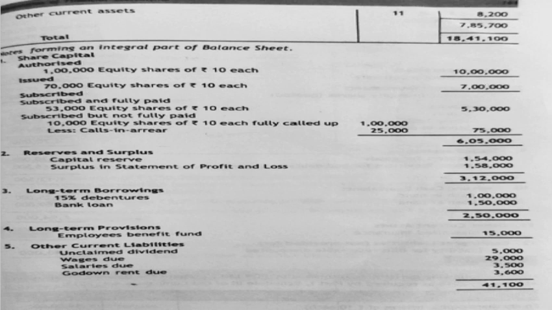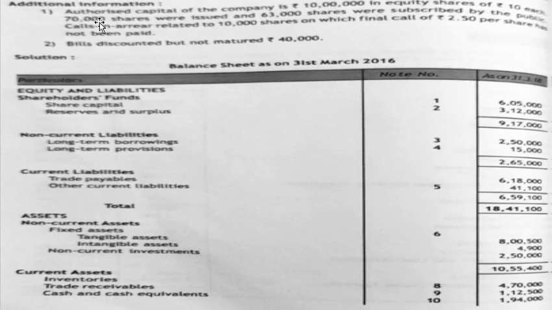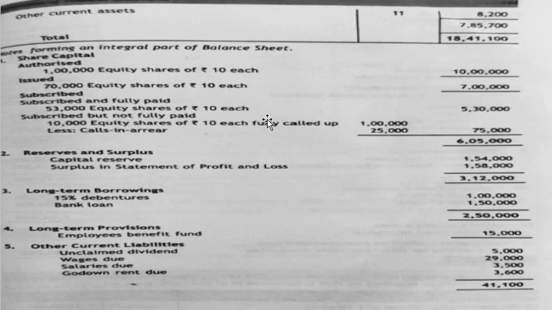Then issued, as stated in the adjustment, 70,000 shares are being issued and 63,000 shares are being subscribed. So issued is 70,000 shares of rupees 10 each, which will give you 7 lakhs. Subscribed is 63,000 shares. Out of the subscribed 63,000, 10,000 shares are calls in arrears. So actually subscribed and fully paid is 53,000 shares.